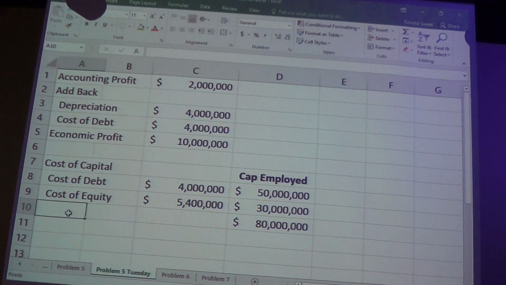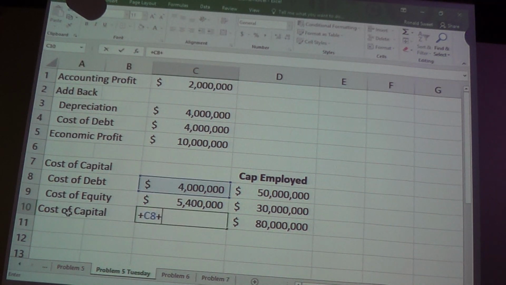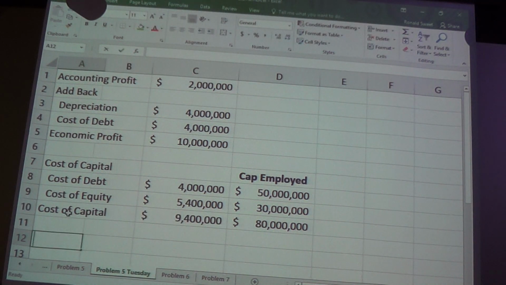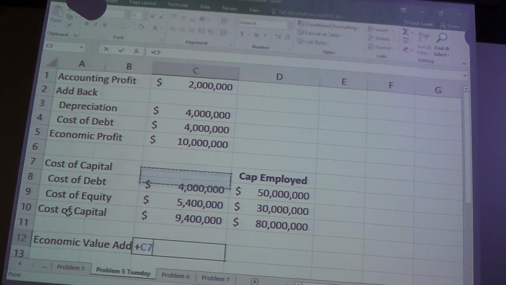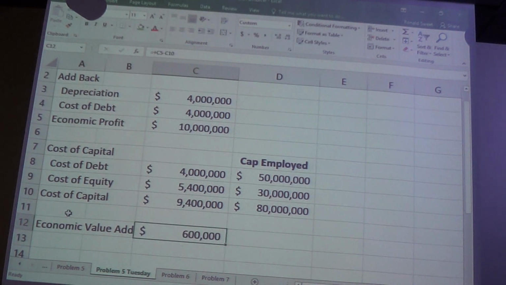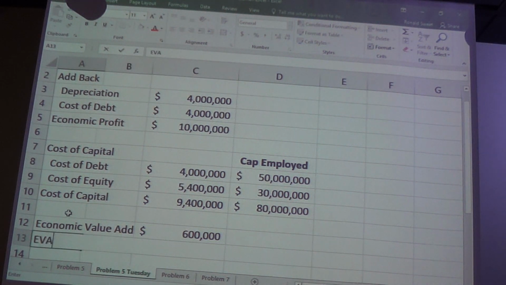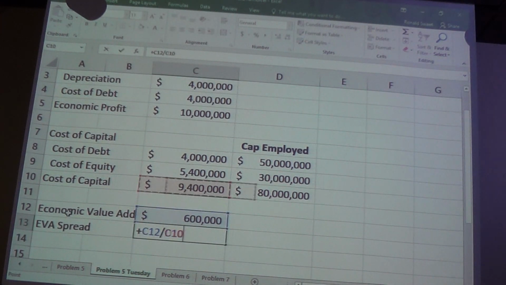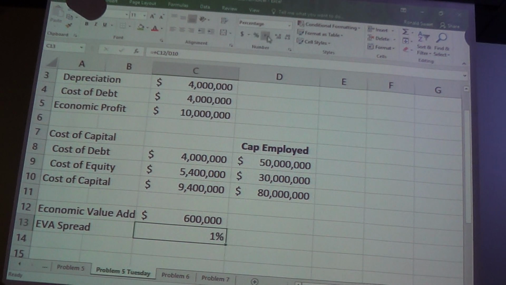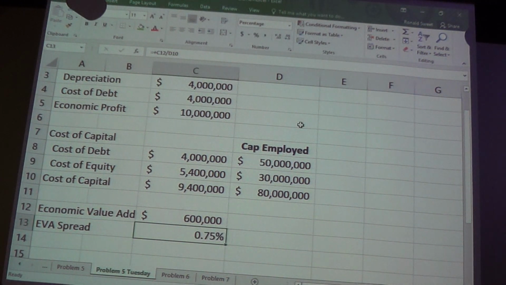So what's our total cost of capital? You just add those 2 together. What's her EVA, economic value added? You just take your economic profit, minus your cost of capital. She made $600,000, and then her EVA spread, you just take that $600,000 and divide it by $80 million. You get 75 basis points EVA spread, or 0.75%.